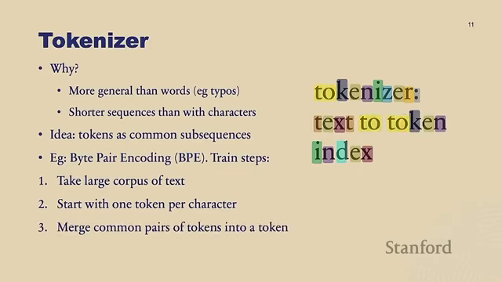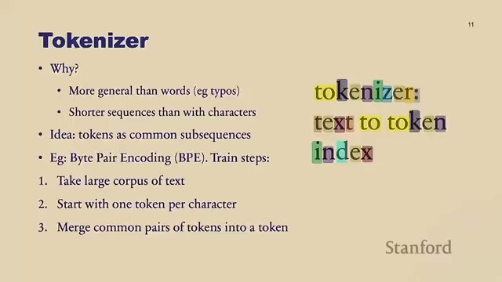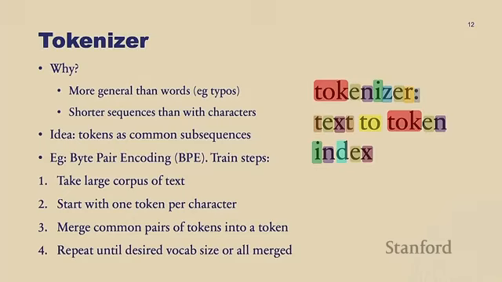And then you go through your text, and every time you see the most common pair of tokens, you just merge them. So here you see 3 times the tokens T and O next to each other. So you're just going to say this is a new token. And then you continue. You repeat that.